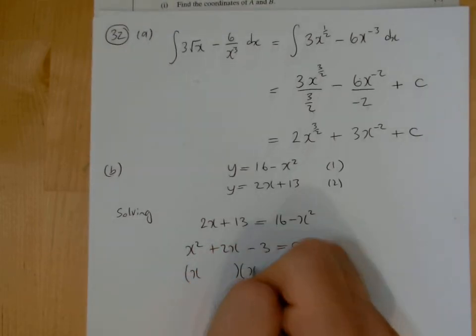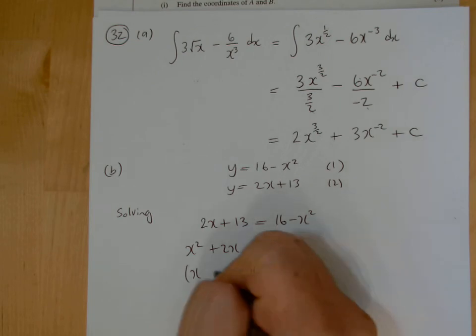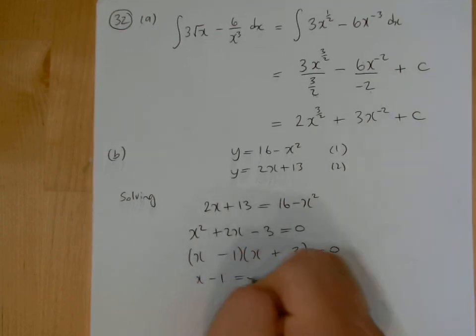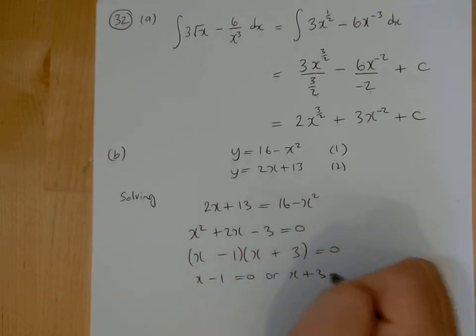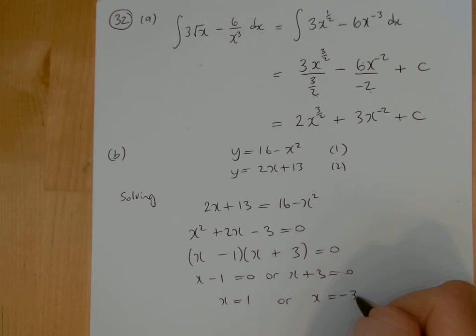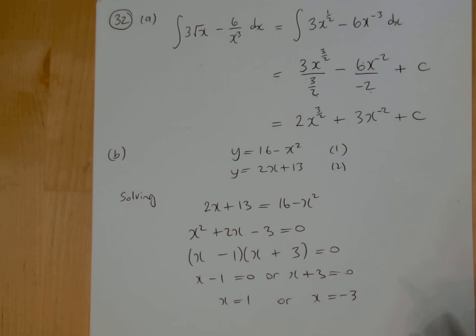2 brackets then. So 3 and 1, plus 3 minus 1, that will give us what we want. So therefore x minus 1 is 0, or x plus 3 is 0. So x will equal 1, or x will equal minus 3. Okay, and then we've got our x values. To get our y values, we just need to sub it in. Now, you could sub it into either one, it's your choice, it really is.